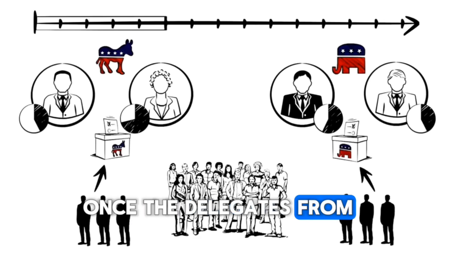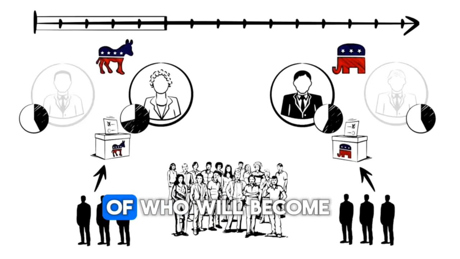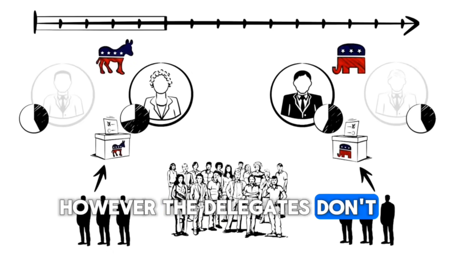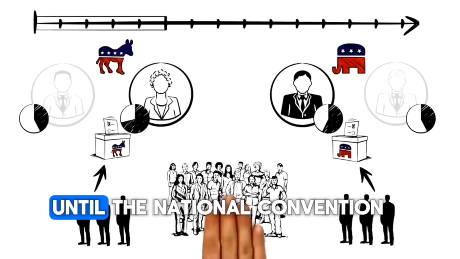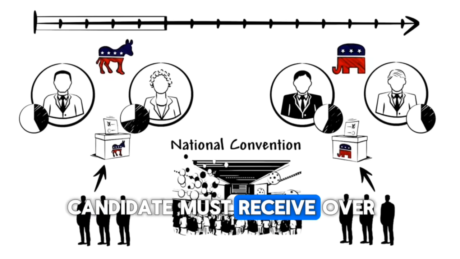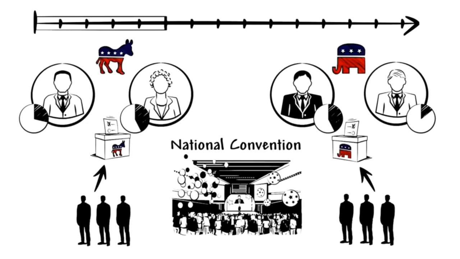Once the delegates from the various primaries have been awarded, you can already get a good sense of who will become the presidential candidate. However, the delegates don't officially vote for their candidates until the National Convention. In the end, a candidate must receive over half of the delegate votes to win the party's nomination.